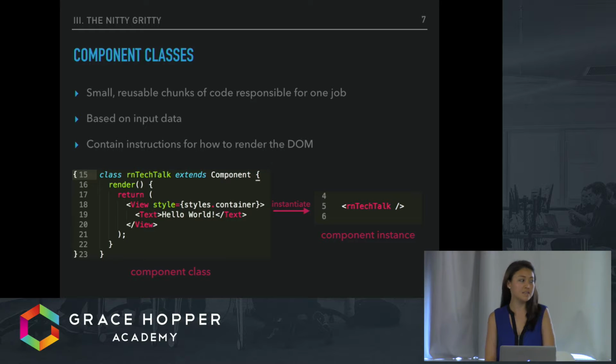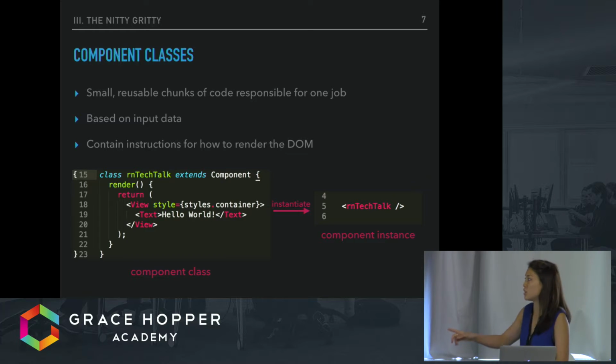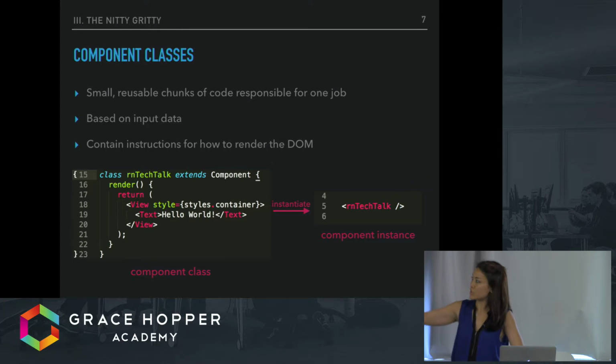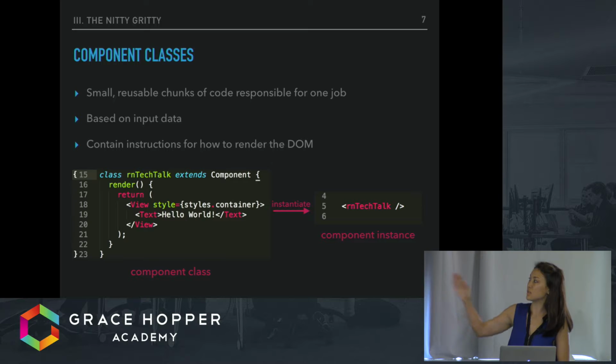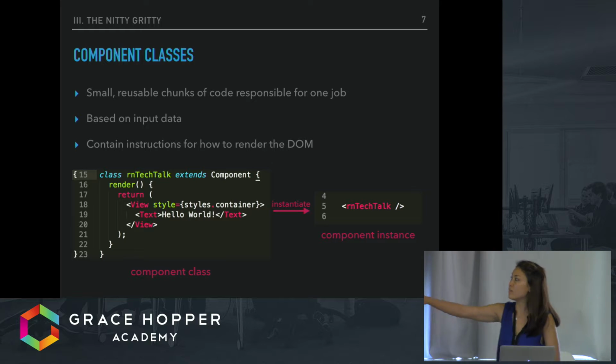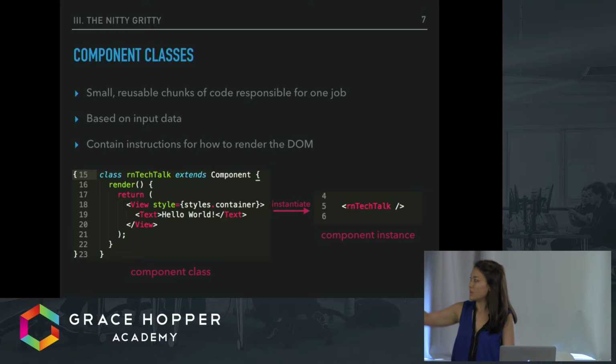A component class is just a JavaScript class, and you can instantiate it to make a component instance, and that's the way that you use it in different pieces of your application. The main part of component classes is, of course, the render function, which gives you what you're going to render on the screen. And then you have your JSX elements in each of these.